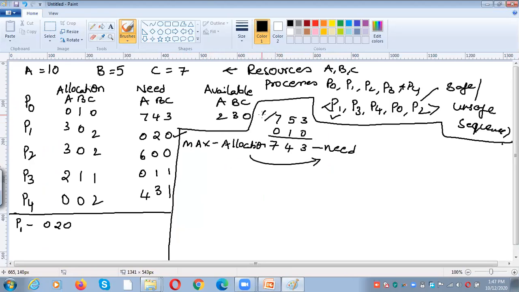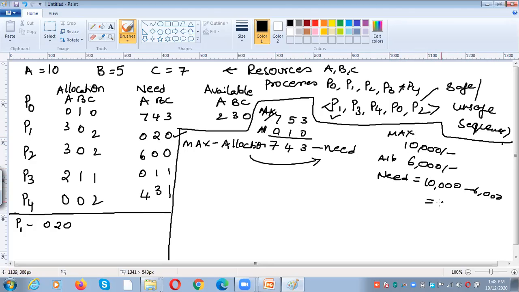This is the maximum required by P0 in the previous example, and this is the allocated. This is the maximum need, 7 5 3, but you have allocated 0 1 0. How much is still required? 7 minus 0 is 7, 5 minus 1 is 4, 3 minus 0 is 3. For example, you requested your friend to give 10,000 rupees. That is your maximum need. But your friend gave you 6,000 rupees. This is allocated. What is the need? 10,000 minus 6,000.